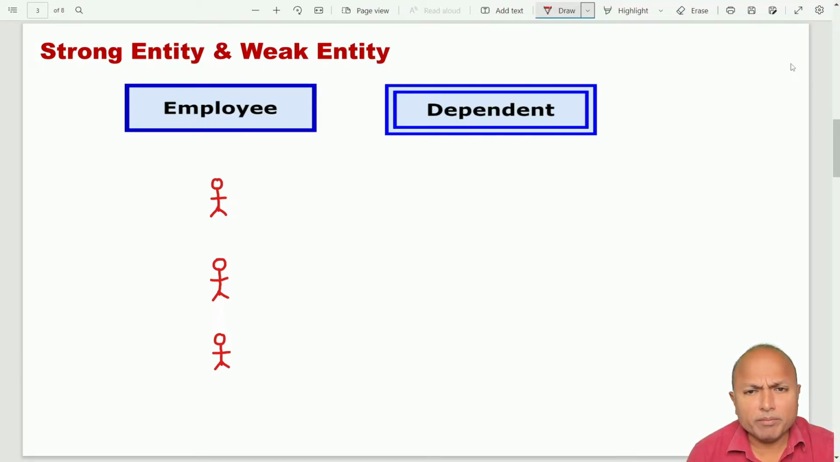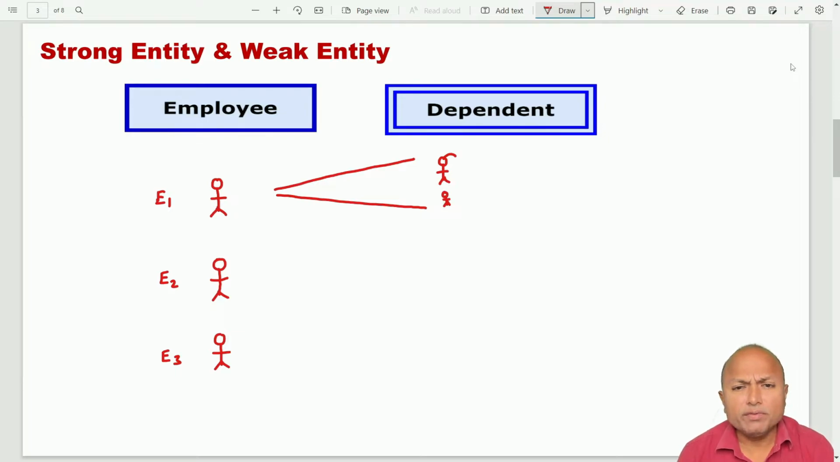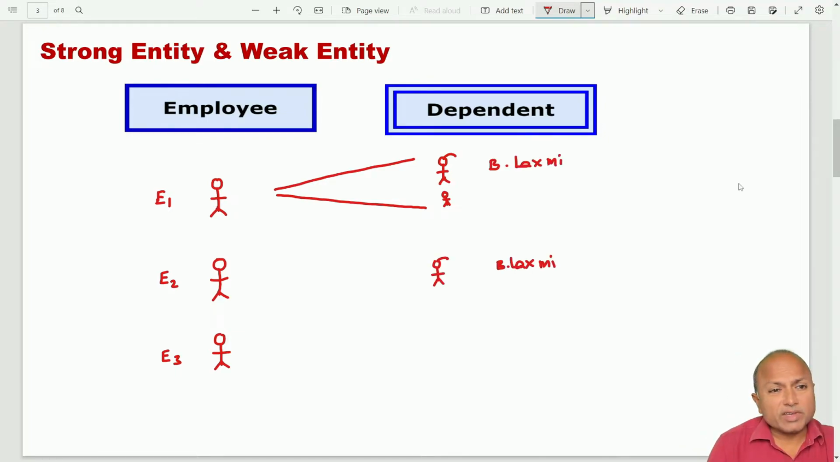Each employee may have dependents. For example, you can take some dependents here. In this diagram, you can observe that there are three employees. Let us denote employee 1, employee 2, employee 3, and they have dependents. Suppose employee 1 has one child and a wife. Let us consider employee 1 is an officer in that organization, whereas employee 2 may be a driver for him.